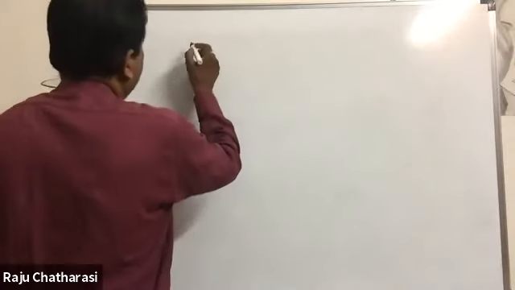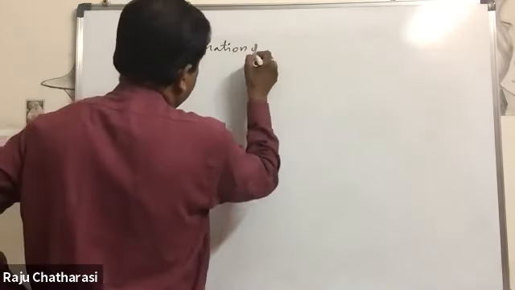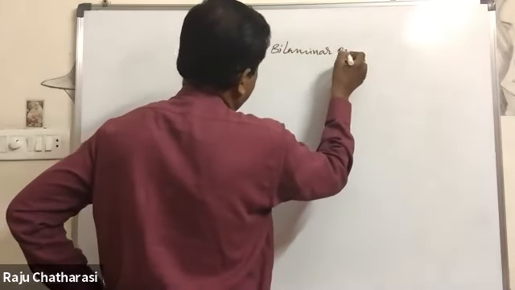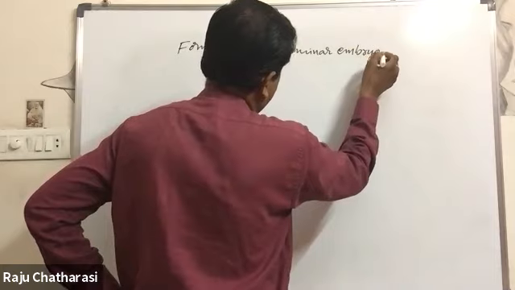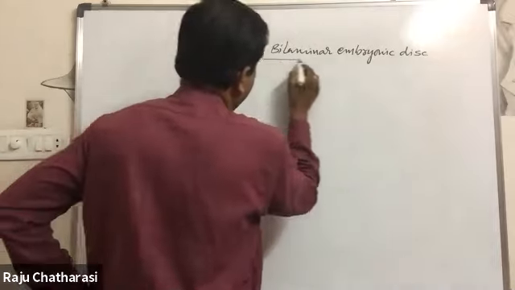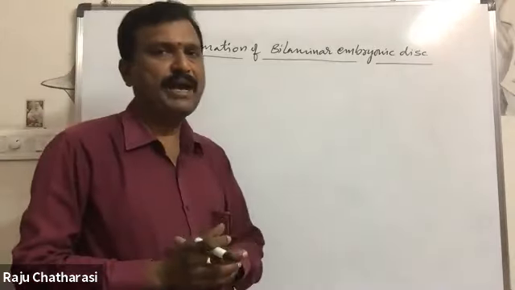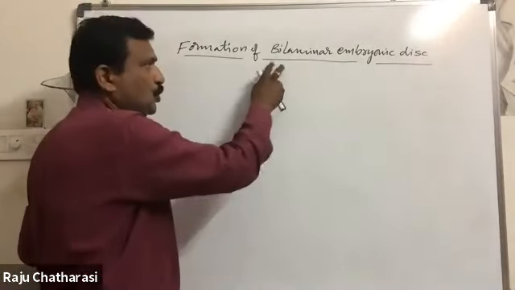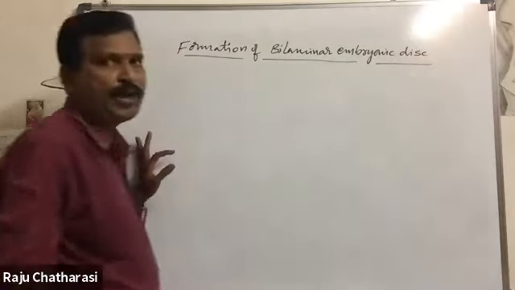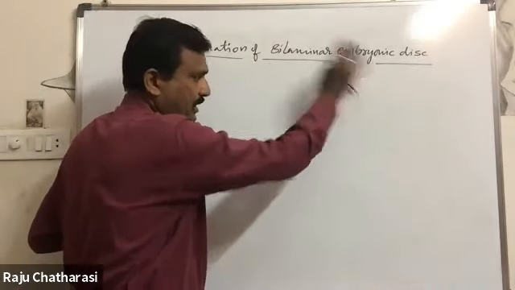Next, formation of bilaminar embryonic disc. See beta, bilaminar. Bi means two, embryonic two-layered blastocyst. Formation of bilaminar embryonic disc.